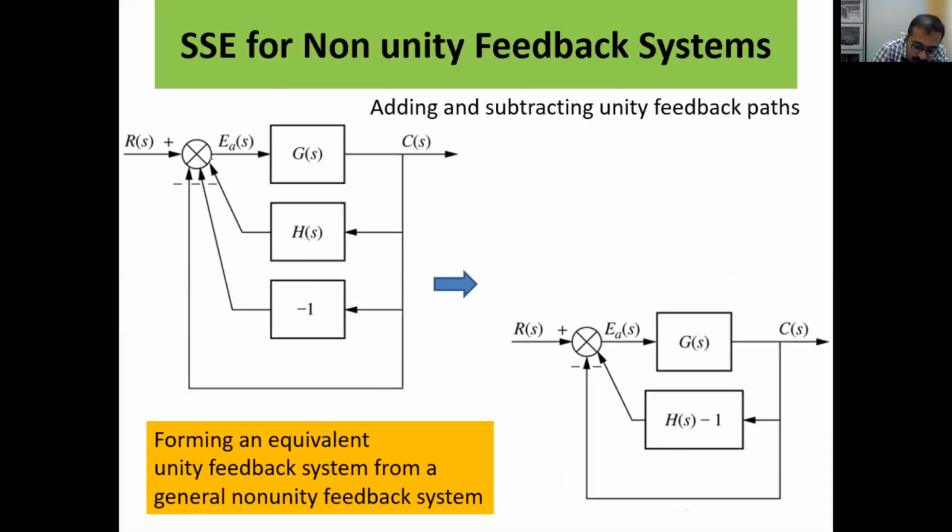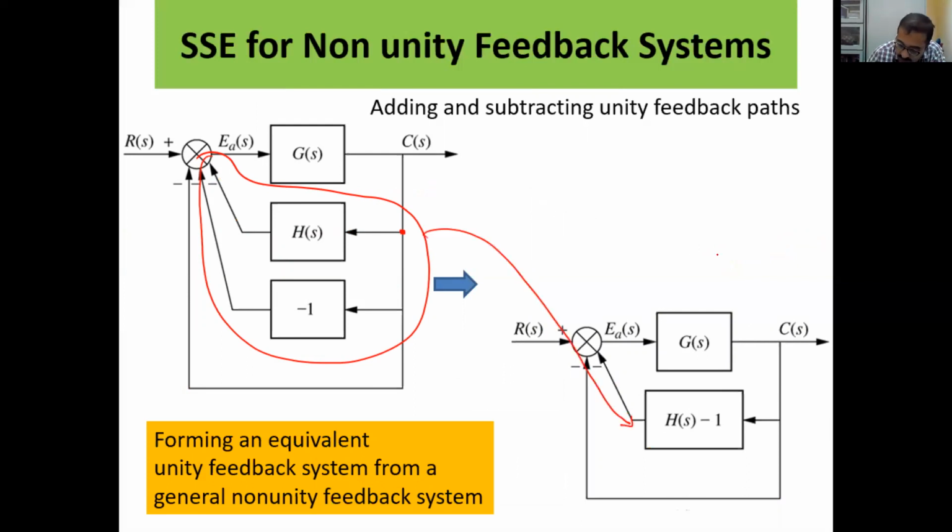Now you see this much part. How do they appear? They are in parallel. You can say this is a pick off point, right? And it ends at the same summing point. So this becomes H of S - 1. Okay, so this becomes H of S - 1.